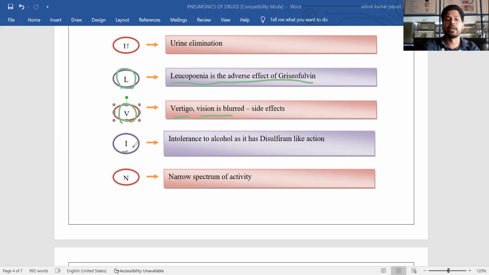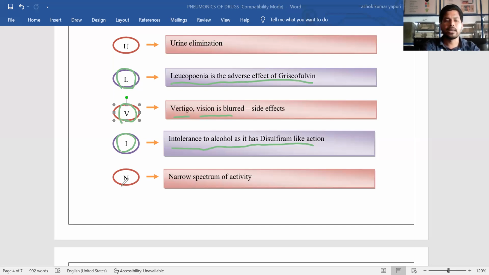And next, based on letter I: intolerance to alcohol, that is, an action similar to disulfiram. If the person is taking Griseofulvin and also taking alcohol, it is not good for him. It shows a disulfiram-like action. In pharmacology, some drugs show disulfiram-like action, and here Griseofulvin has it. In competitive exams they will ask which of the following drugs can show disulfiram-like action. Here Griseofulvin is an antifungal antibiotic with fungistatic action.